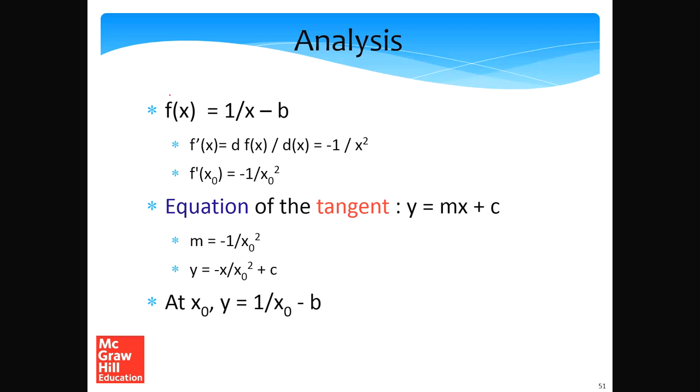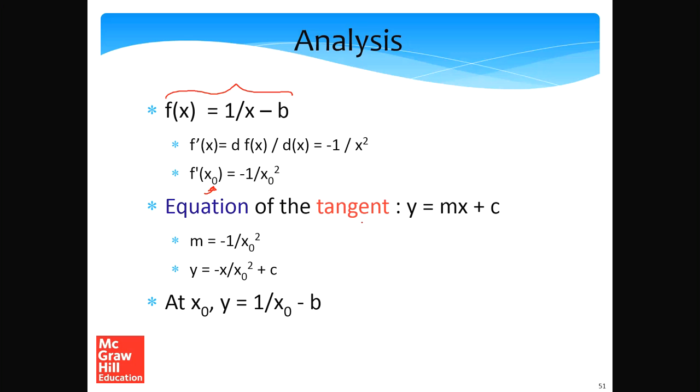So recall that my equation was f(x) = 1/x - b. So computing the tangent means finding the derivative at some point x, wherever we want to compute the tangent at. So f'(x) is df(x)/dx, which in this case is -1/x². So at x0, the derivative of the curve is -1 divided by x0².